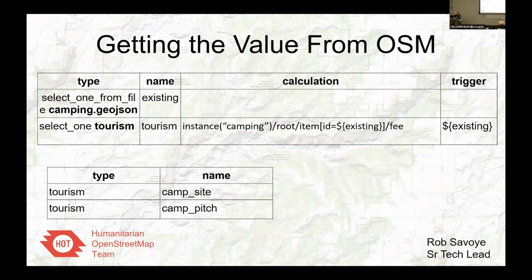So I got a bug in my slide. Should be tourism. But anyway, so basically this goes through camping is the name of the file. It takes the base name from the GeoJSON file, and that's my instance name. It uses XPath, and so all this kind of junk existing references the camping file. And then the last thing, fee, which actually should be tourism, is the actual value from the data extract that I want to use. And then the trigger in this case is existing, so that it will update the value if it changes and stuff like that. If you don't do that, it won't populate ODK Collect.